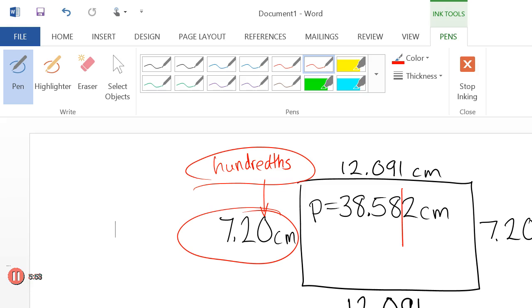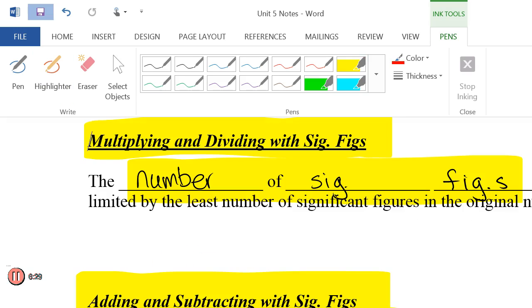This was similar to the last problem in that I was limited by whatever my worst measurement was. But remember, when I was multiplying and dividing, I was counting significant figures and saying, oh, this has 3 significant figures, this has 5, my answer must have 3. In this case, I wasn't doing that. I was instead looking at the digit place. The 7.20 goes out to the hundredths, the 12.091 goes out to the thousandths. Hundredths is worse, so my answer must round to the hundredths place. And those are the two different cases for knowing when to round.